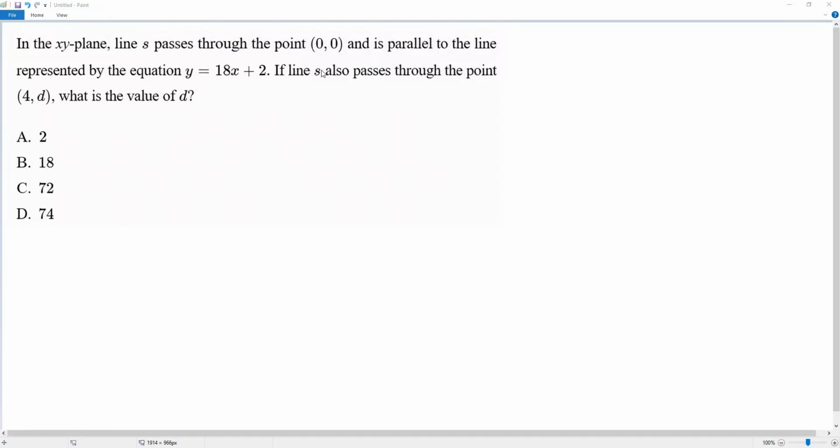In the xy-plane, line S passes through the point (0, 0) and is parallel to the line represented by the equation y = 18x + 2. If line S also passes through the point (4, d), what is the value of d?